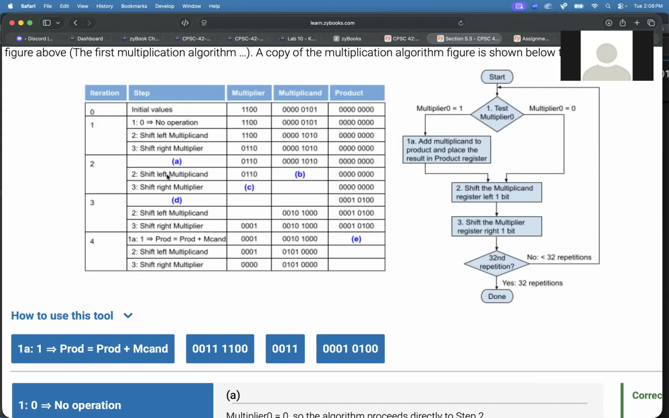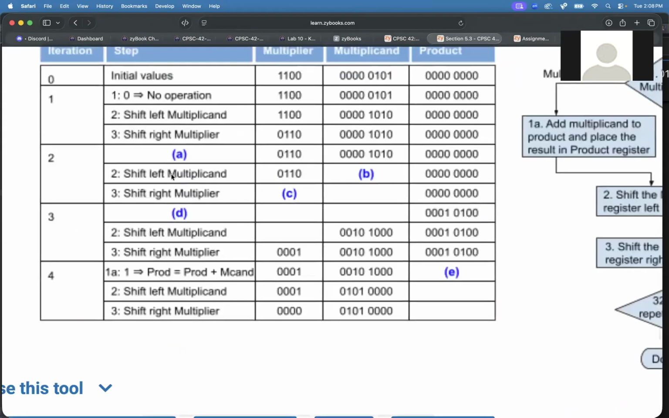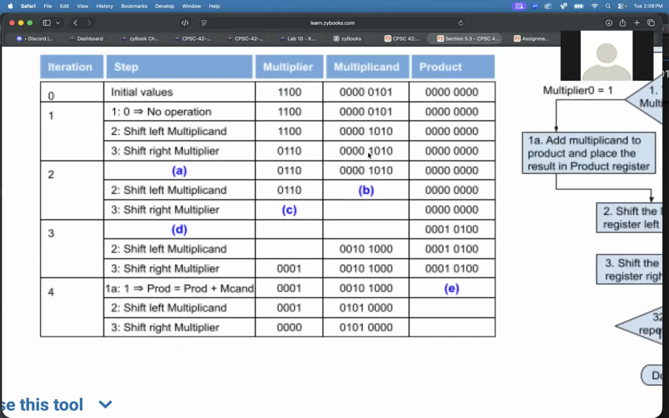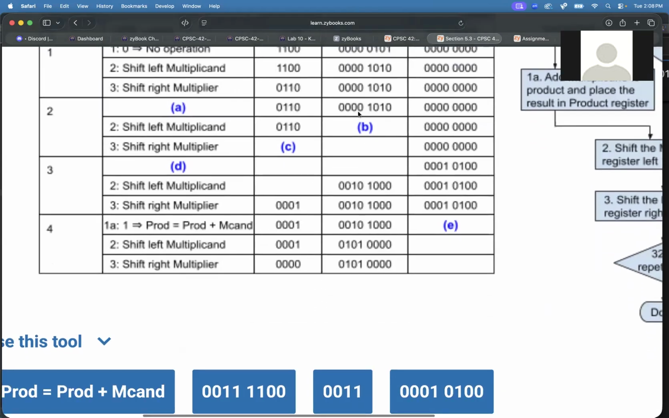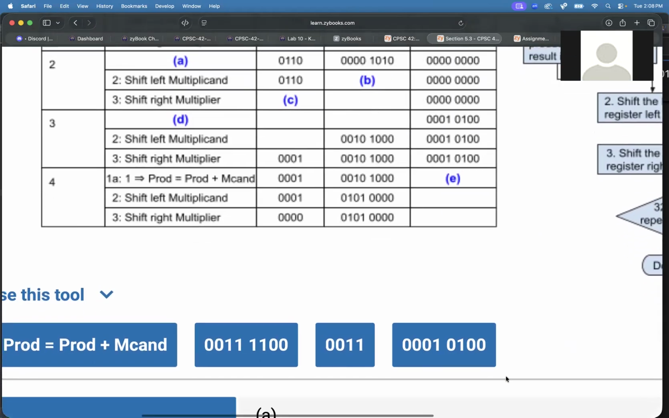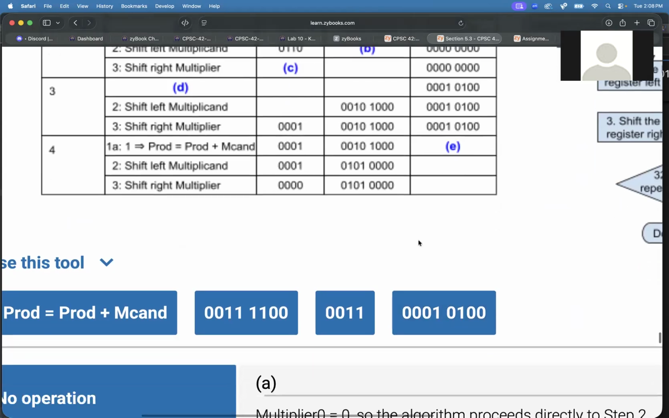Step 2 is to shift the multiplicand 1 bit left. So here's the multiplicand. It needs to go 1 bit to the left. So we're going to add another 0 at the beginning, take 1 off the beginning. So the 101 moves over to the left. If we took this and everything moved 1 to the left, it would be, I think, this one, right? Is that what we'd get if this moved to the left?